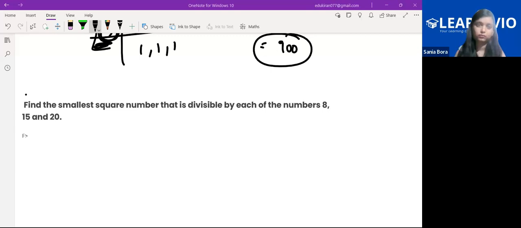Ma'am, for 8, 15 and 20, I got 3 numbers which don't have a pair. Yeah, so you'll multiply with the 3 numbers only. But isn't there only one number in the previous one? No, that's not always the same scenario.